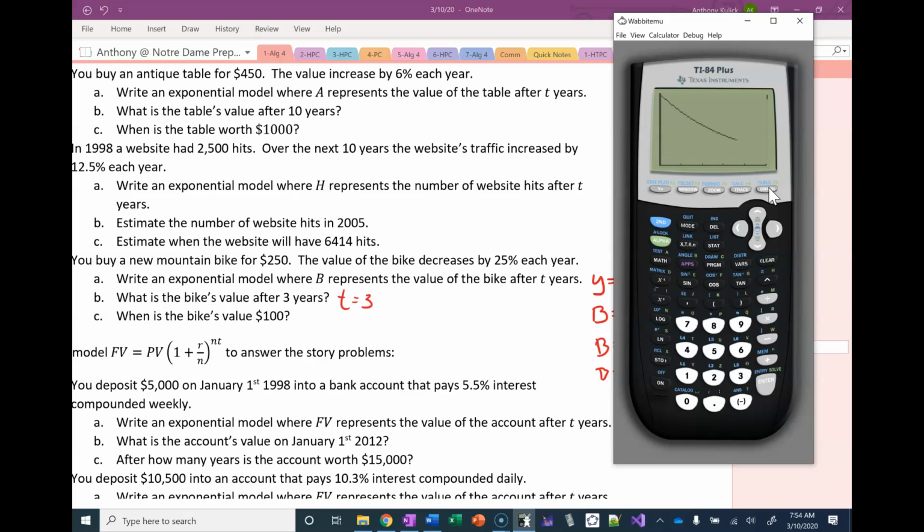So we'll draw our graph. There's my intersection. So to find that intersection, now I press second trace, choose the intersect command, select one of the two curves that I'm looking for the intersection on, select the other one, and then just move my cursor over somewhere close to the intersection for my guess. So I would say 3.19 years after purchase.